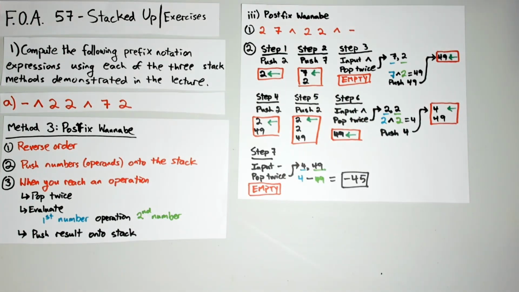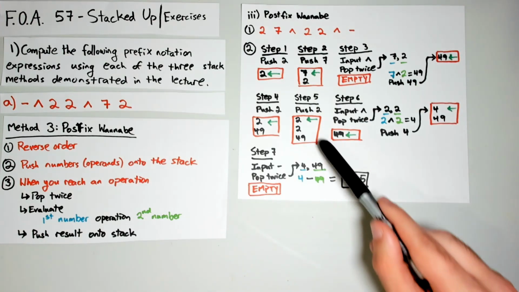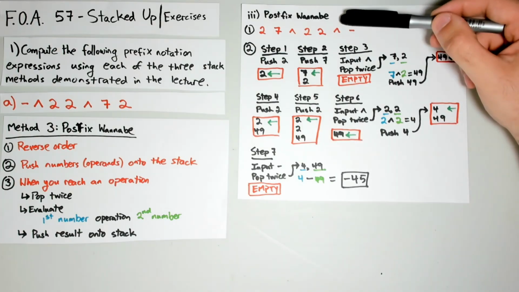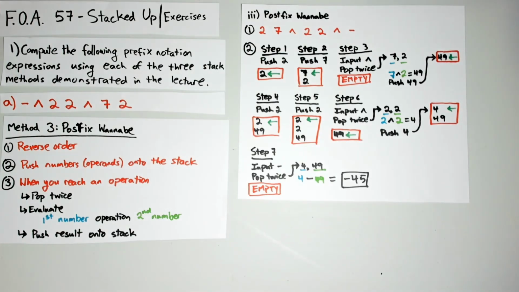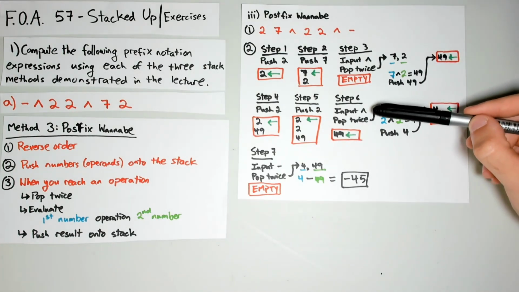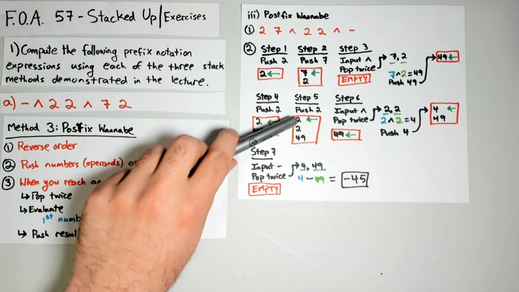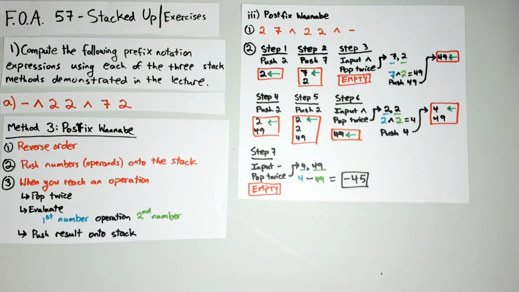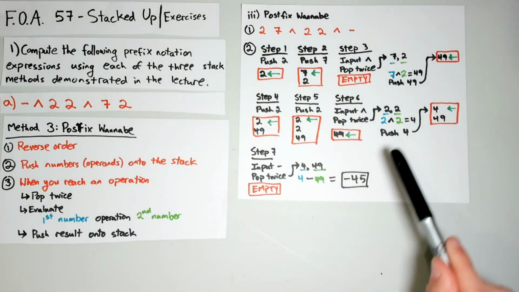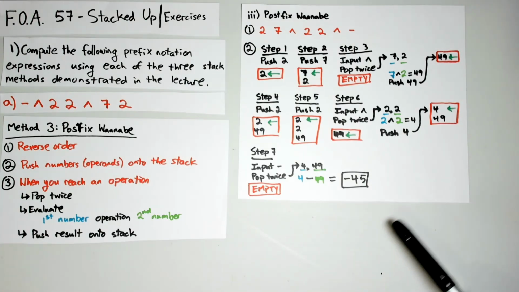And we can push 49 right onto the stack there, and we can proceed to our next input, which is a 2. So, being a number, we push that onto the stack, and we get 2 and 49. Then we get another 2, also a number, so we're going to push that onto the stack. And next up, we have the exponentiation symbol. So that's an operation. So when we input that, we're going to pop twice, which is going to give us the top 2 pieces of data, this 2 and that 2. And we're going to evaluate them. 2 to the power of 2 is 4, which we then push back onto the stack.